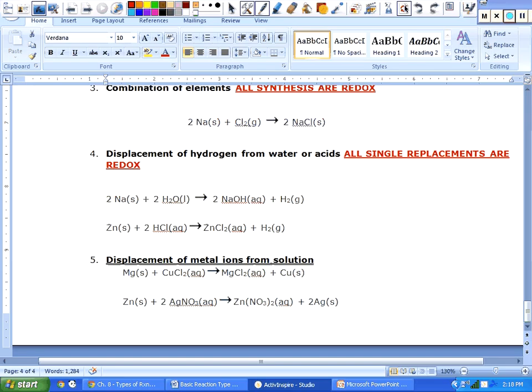Guys, please be working on these. Figure out what's oxidized, figure out what's reduced in those last two.